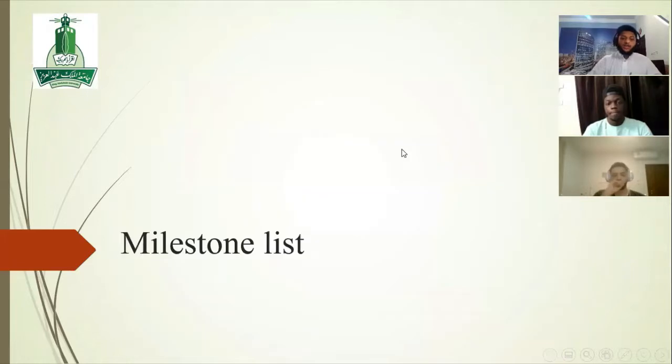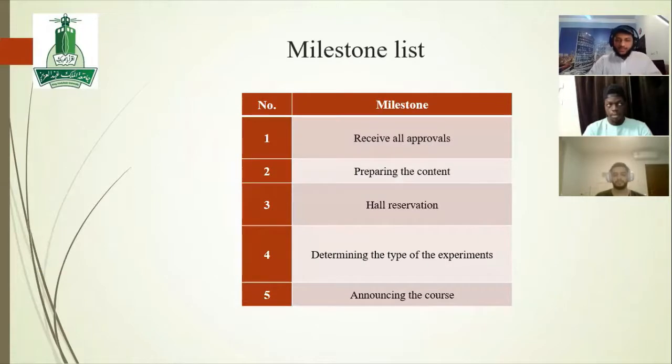So let's go to the milestone list. By milestone we mean the activities or the general tasks that need to be delivered each time while going through the project. So in general, we have 5 milestones. The first one is receiving all the approvals from our stakeholders. This is the first milestone.